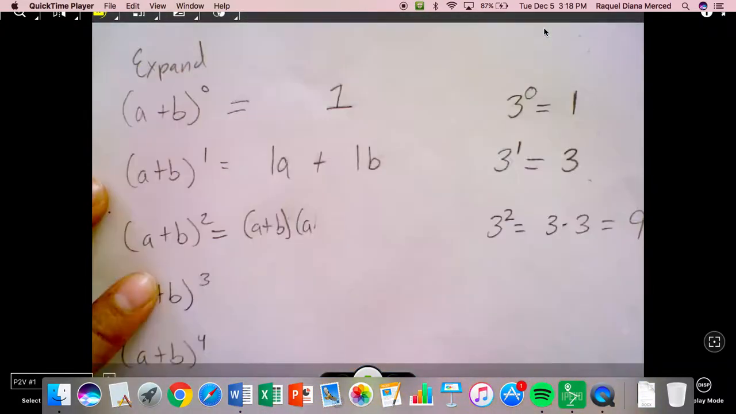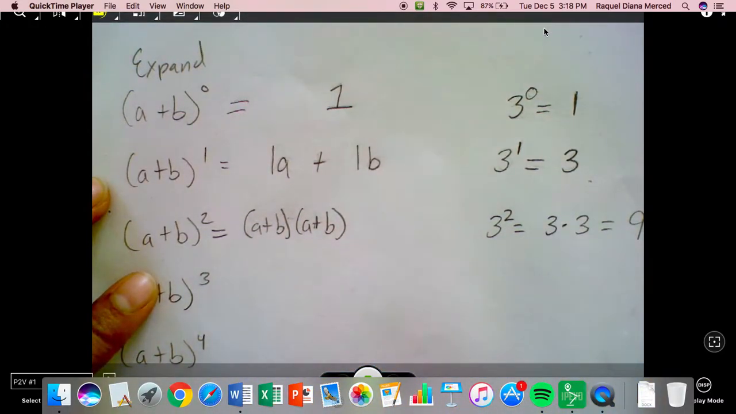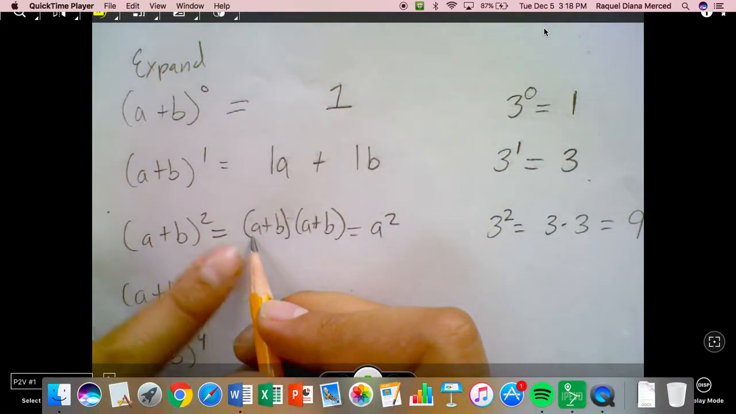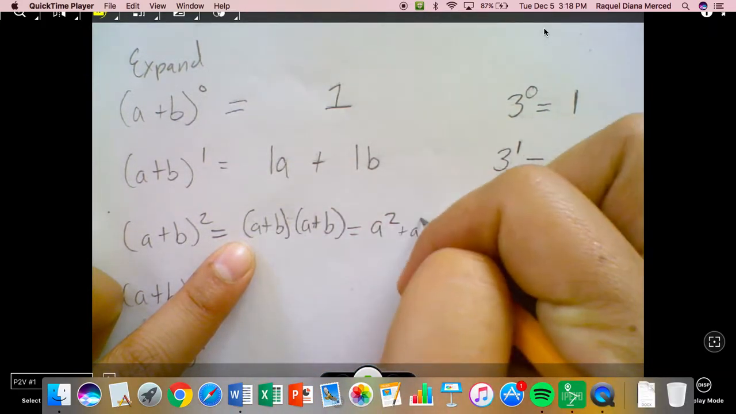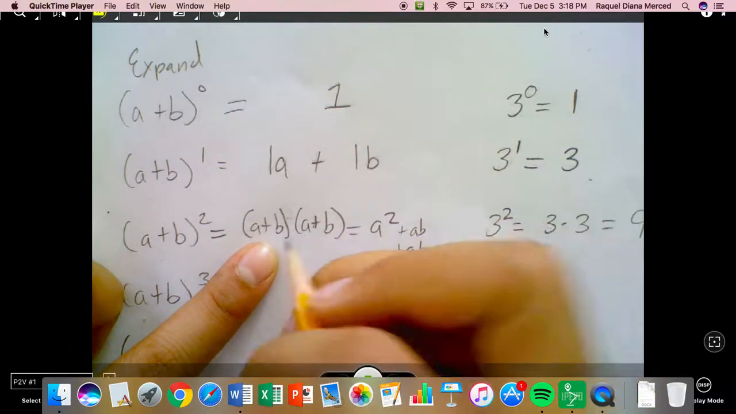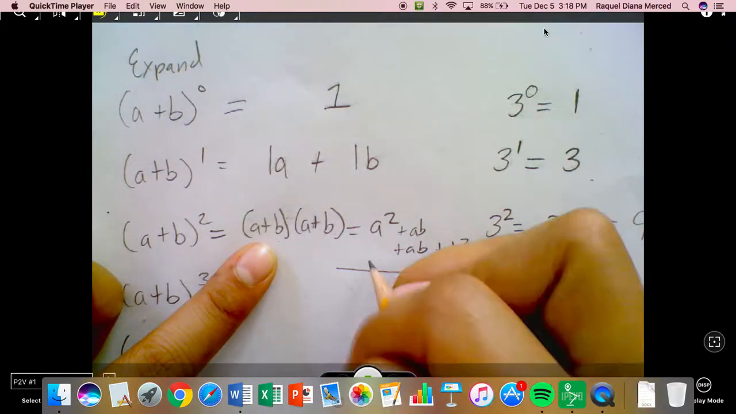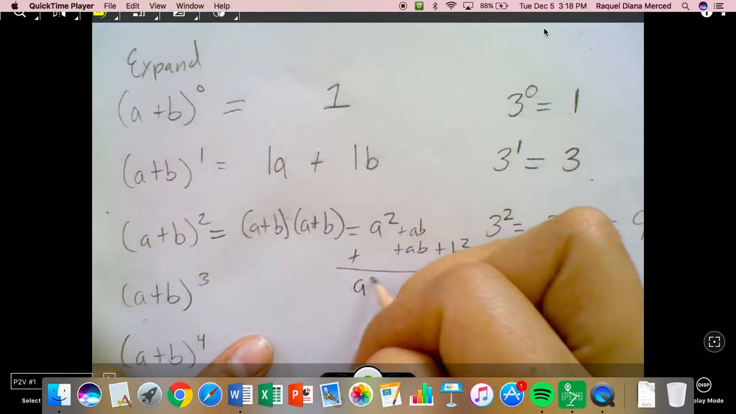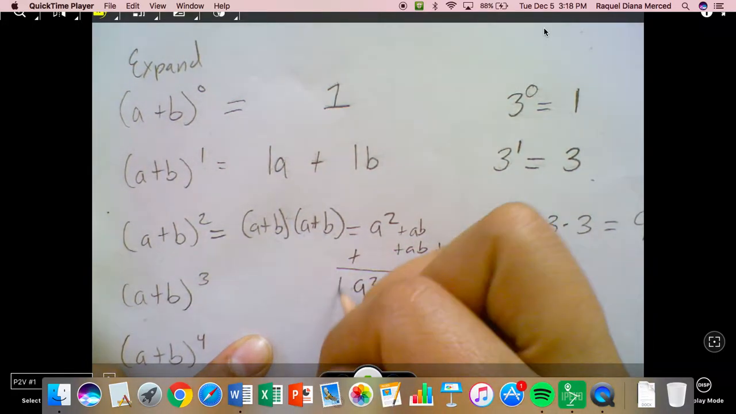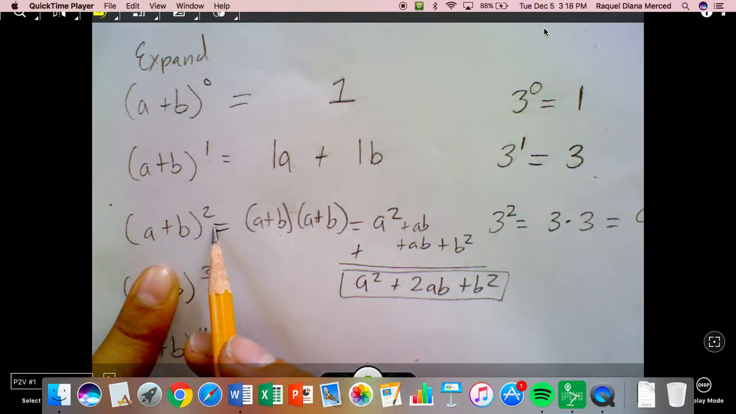And when I do that, I'm now multiplying it out. I'm going to FOIL. So a times a is a squared. A times b is ab. B times a is ab. And b times b is b squared. If I add these together, add like terms, I get a squared plus 2ab plus b squared. So that would be my answer for a plus b squared.